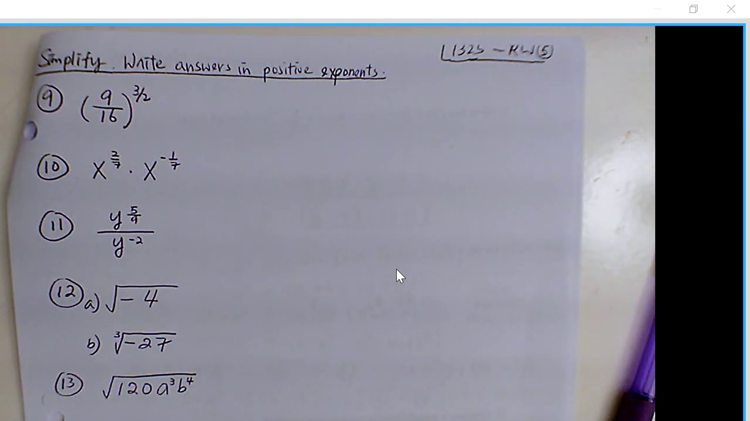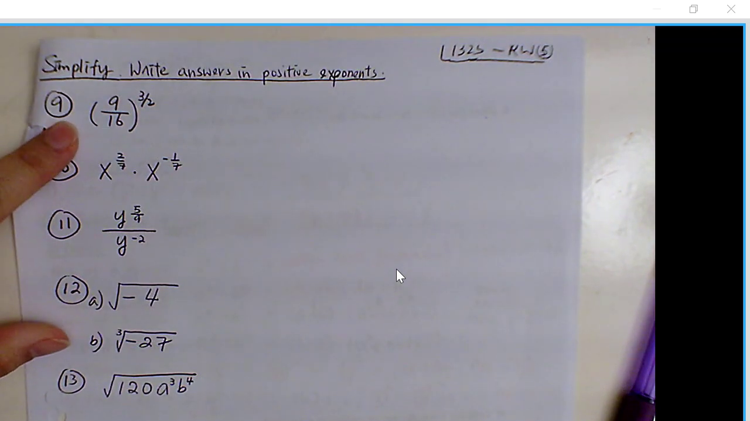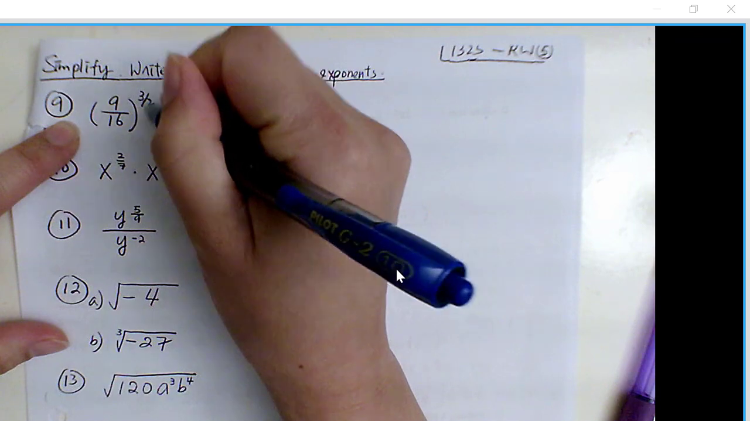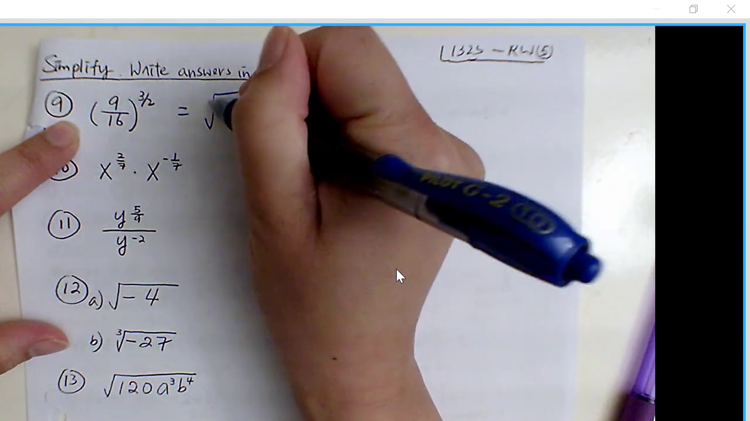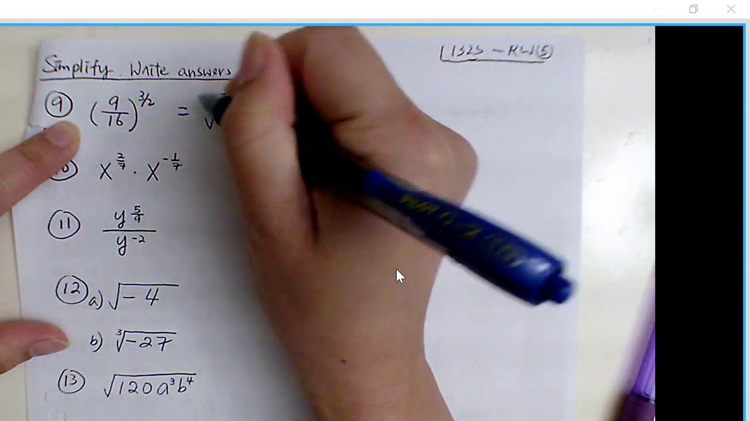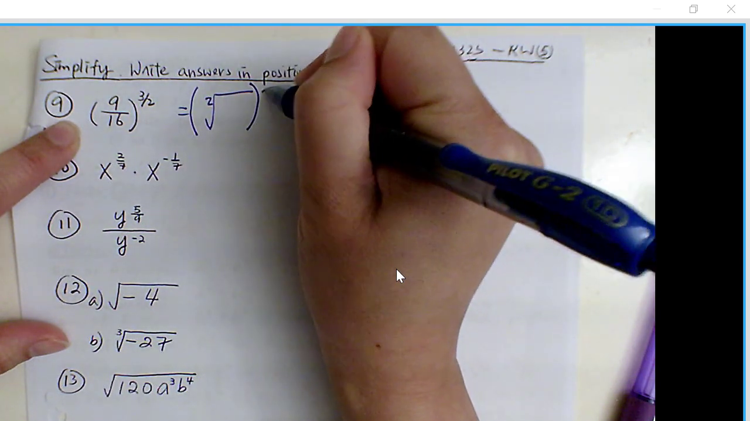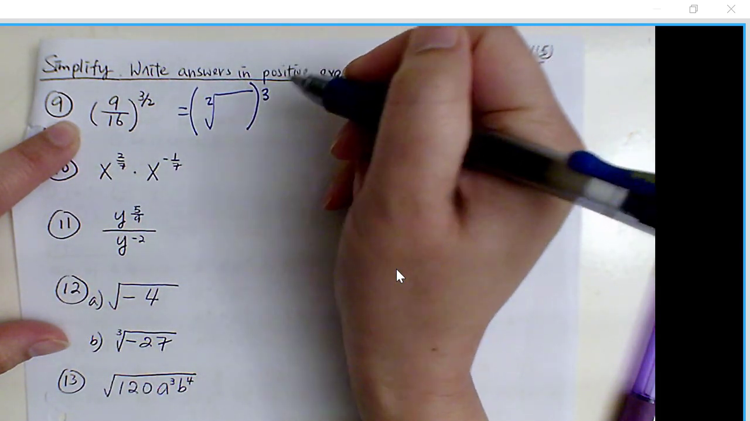Next, we are moving on to page 5. We are reviewing both radicals and exponents. The first strategy we can try is to convert this to a radical form. Remember, for our power, this is your root number. So your root number is 2, and then you can do the square root first and then cube the answer.